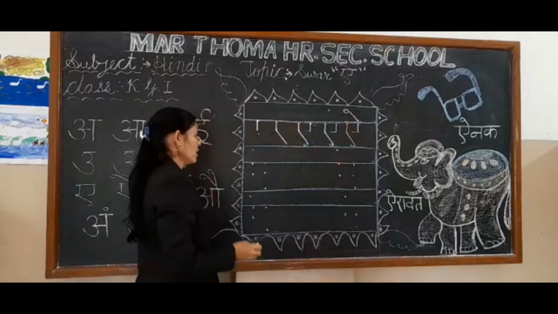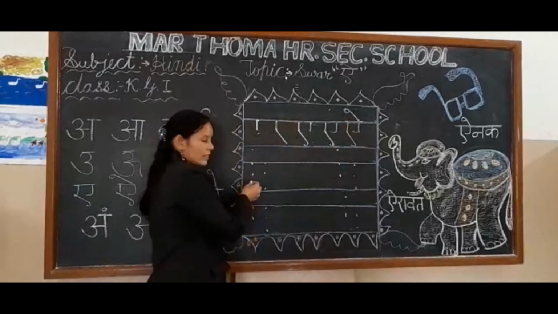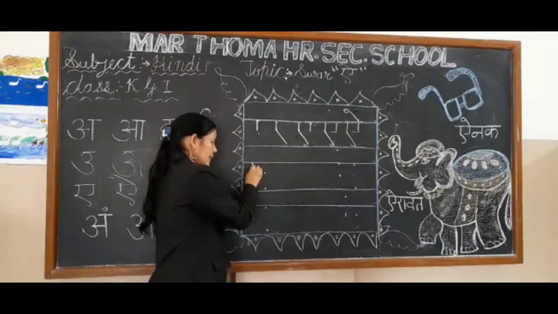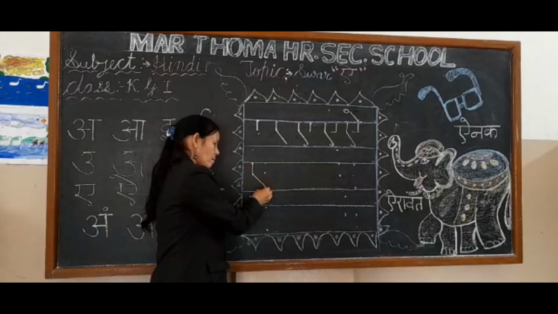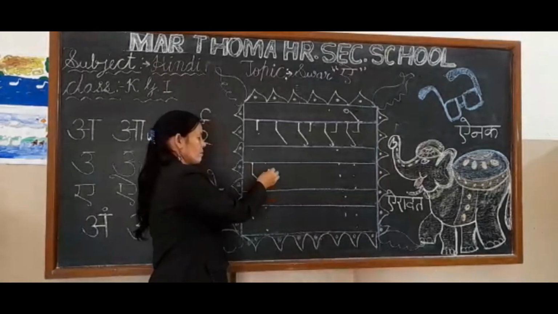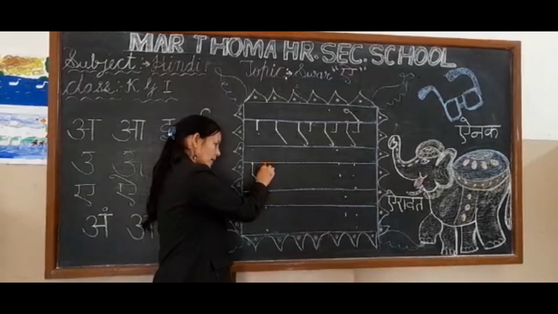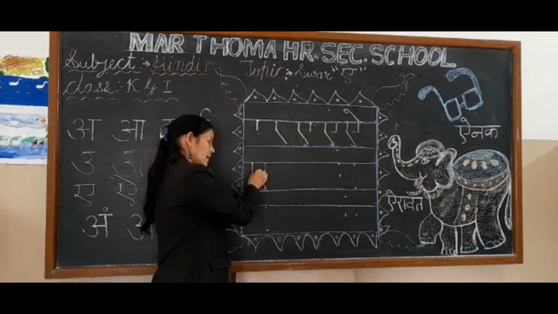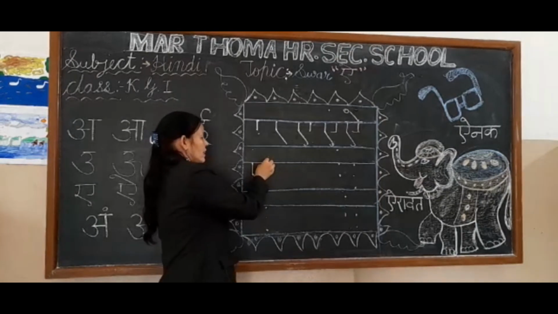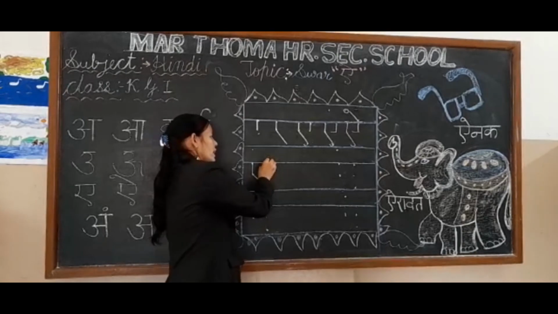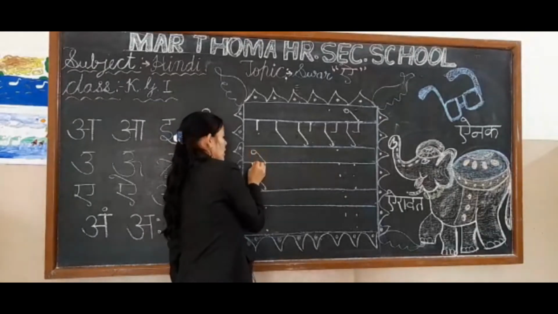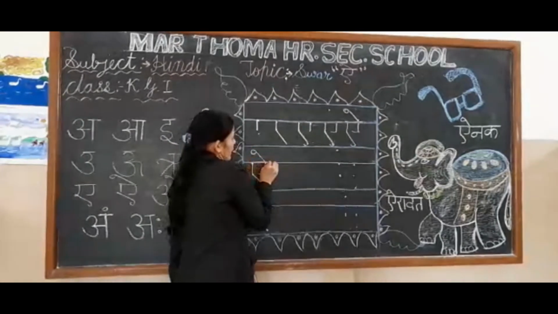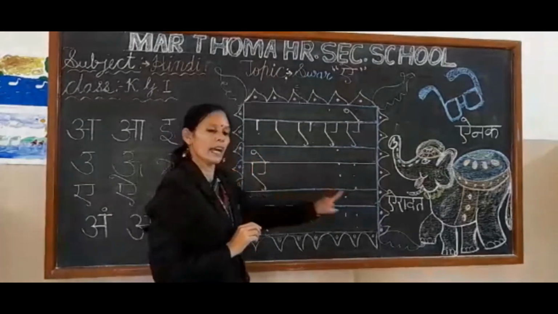Okay, children, now let's start in the copy. Make a standing line, down a slanting line, make a curve, one more standing line, come back, come inside, and now make a slanting line and turn a loop and up, make a slipping line. I say arrow.